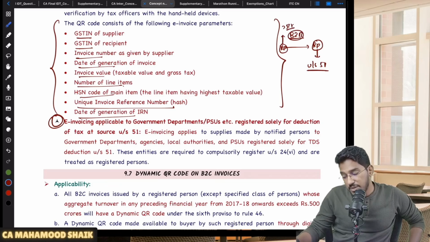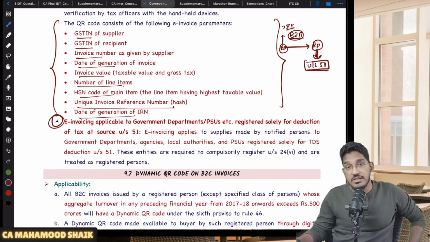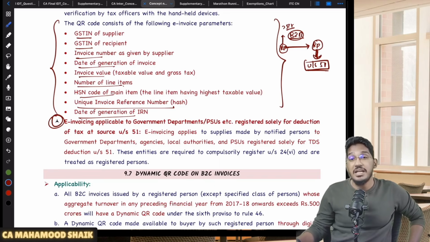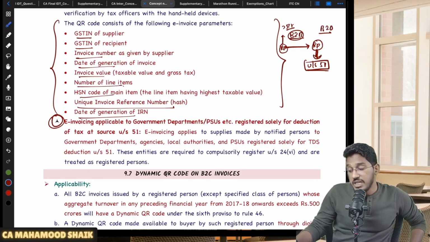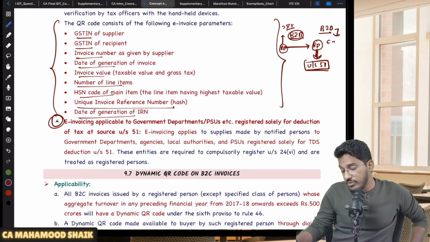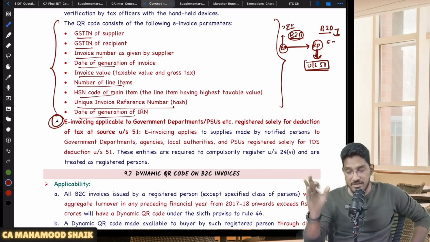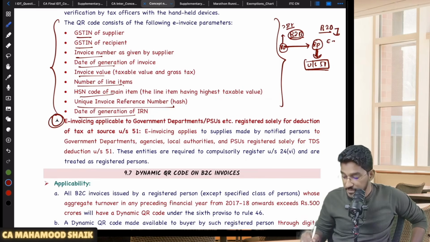Now you told that for all my B2B supplies, I am required to generate an e-invoice. Let us say I am making a supply to a recipient who is registered, but that recipient has taken registration only for the purpose of deducting TDS under section 51, but not for making any taxable supply. Will it also be treated as a B2B supply? If it is treated as a B2B supply, am I required to generate an e-invoice on that also? Yes, that's what they say here.